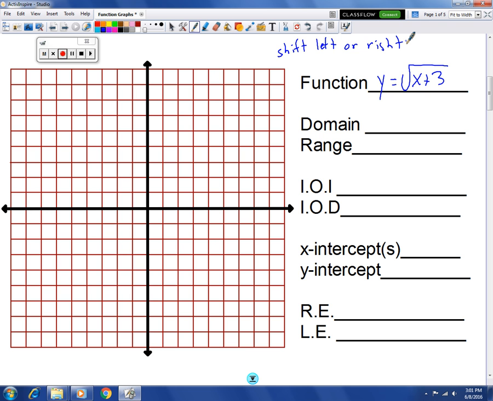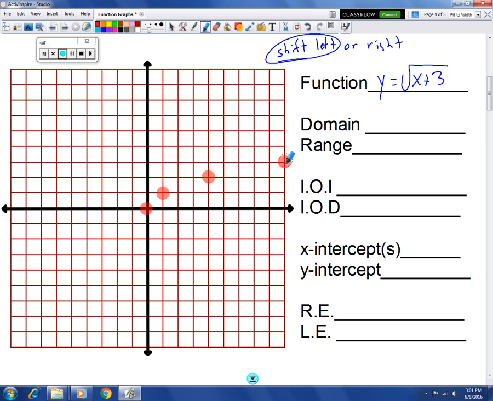When you have an x with a number like a +3 or a -3 or some situation like that, the +3 actually means we shift left. So trying to speed up a little bit, let's do a basic square root of x, which we did on the last example.